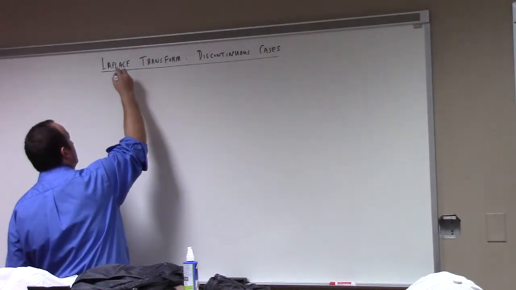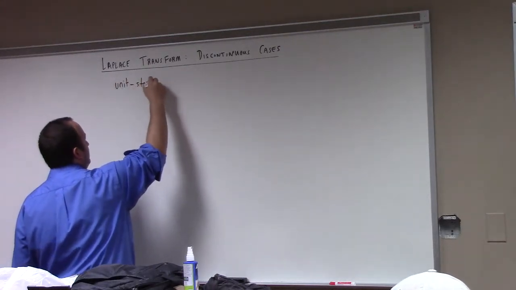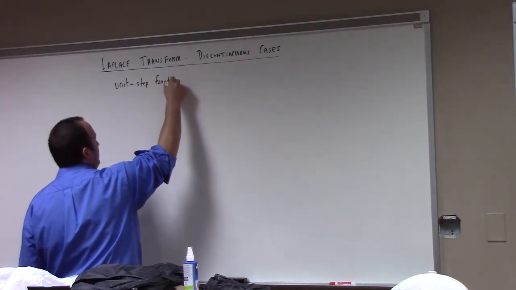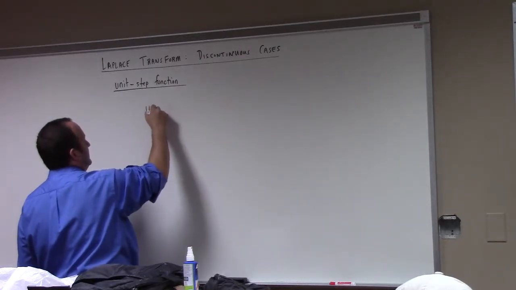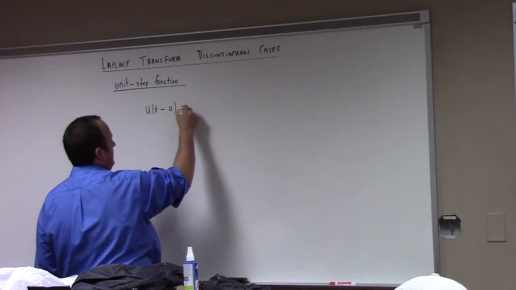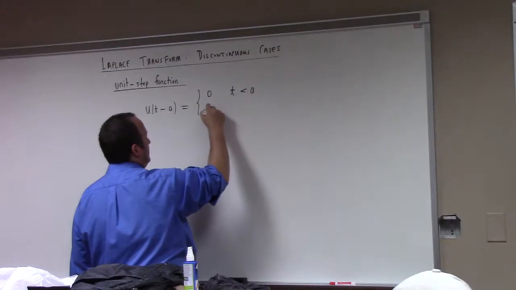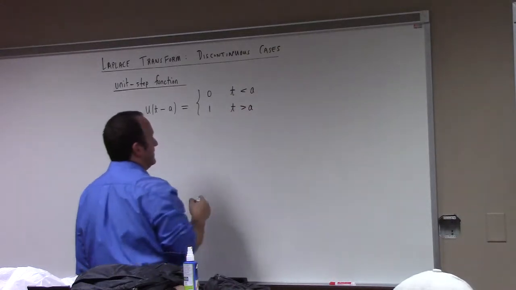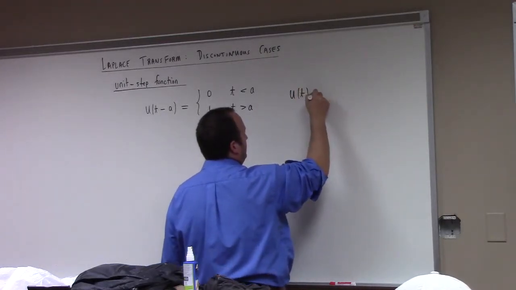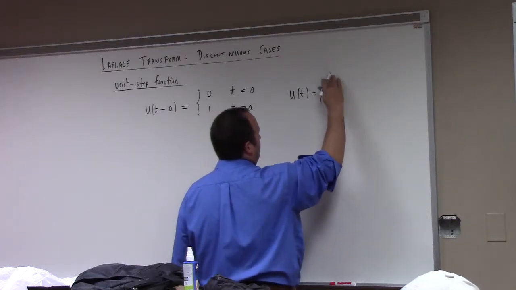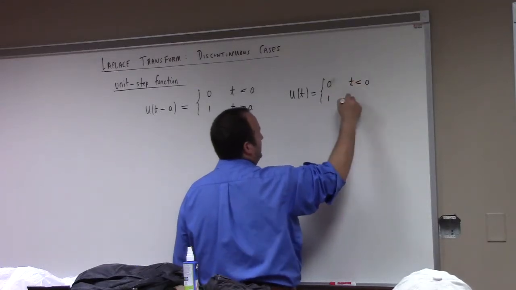The basic tool is the unit step function. The unit step function gives us a way to give formulas. And so here it is. u(t minus a) is going to be 0 if t is less than a, and it's going to be 1 if t is greater than a, right? I suppose you could define the more basic unit step function. u(t) is 0 if t is less than 0, and it's 1 if t is greater than 0.